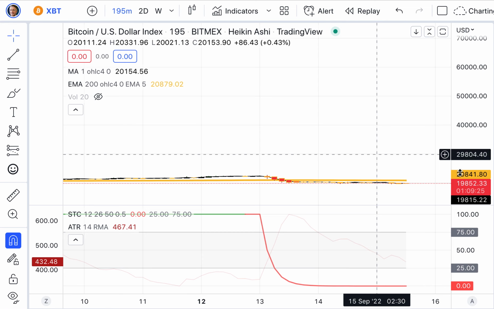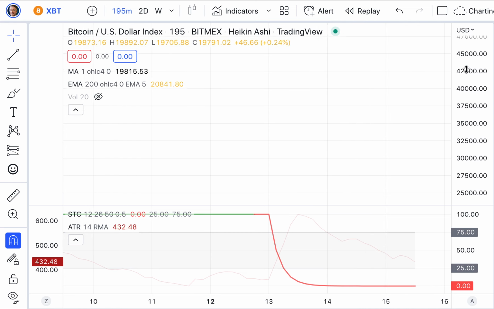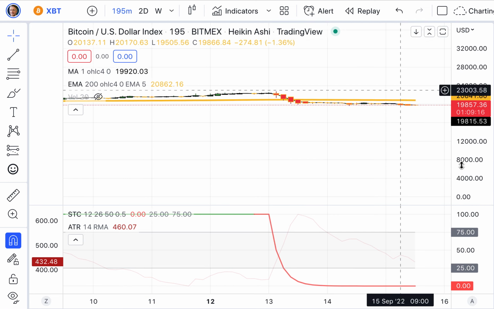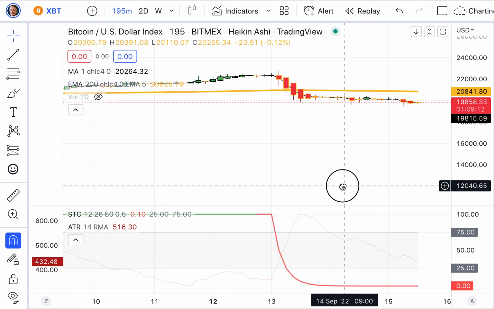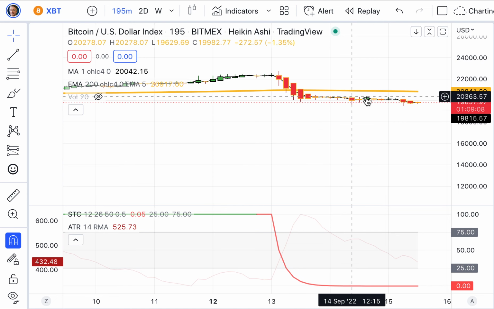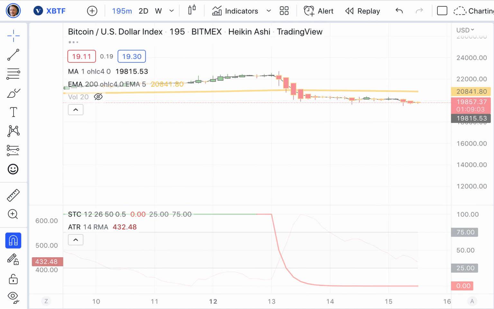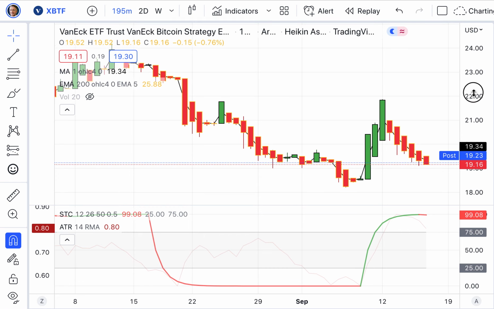We want to see it push up through, oops, did I just make it disappear? I did. There we go. We want to see it push through the 200 EMA on all 3 of these charts and really start to move. Well, that is not happening yet. We're just sort of in the doldrums there on Bitcoin. When is it going to happen? I can't tell you. I don't know.